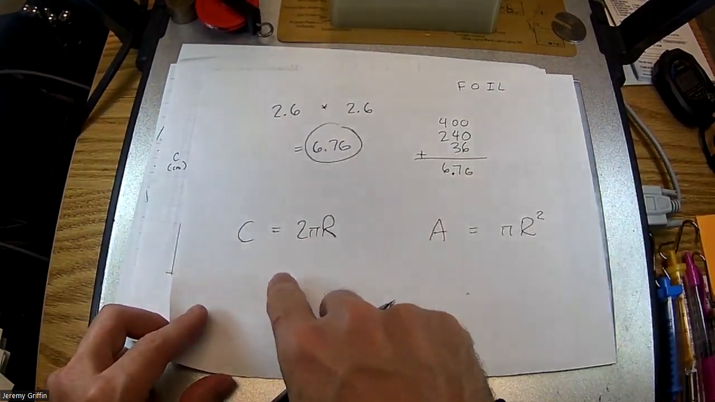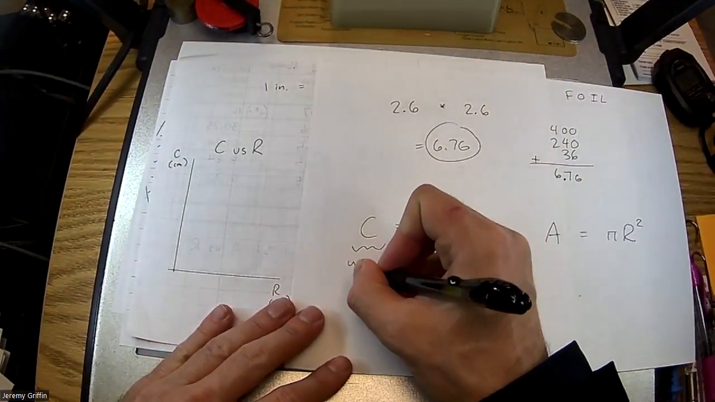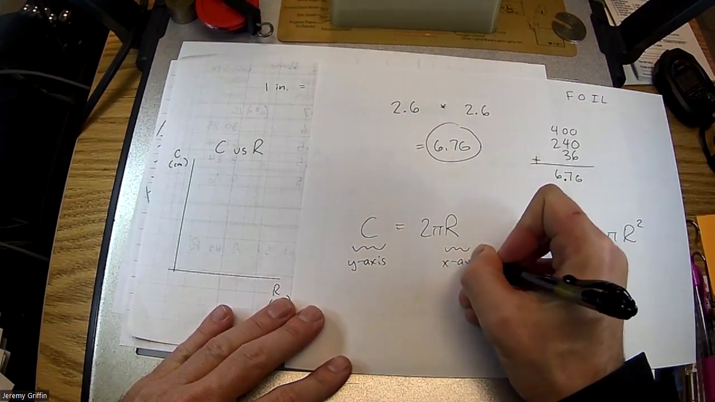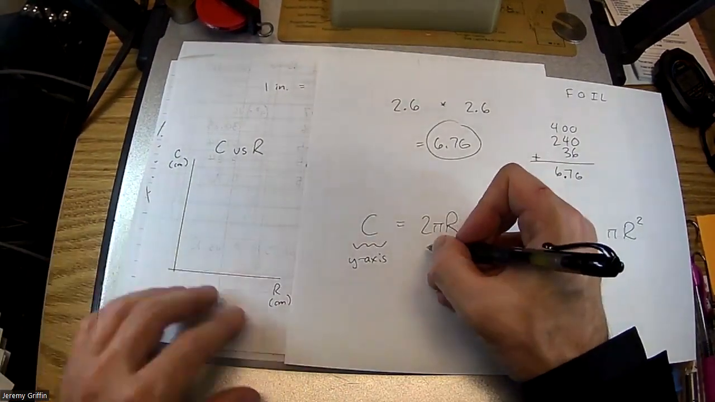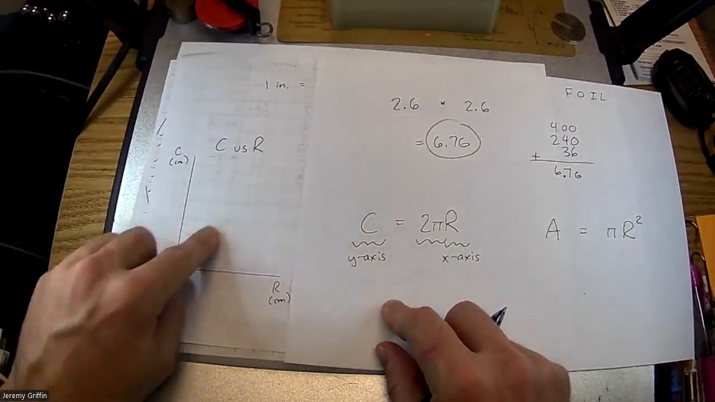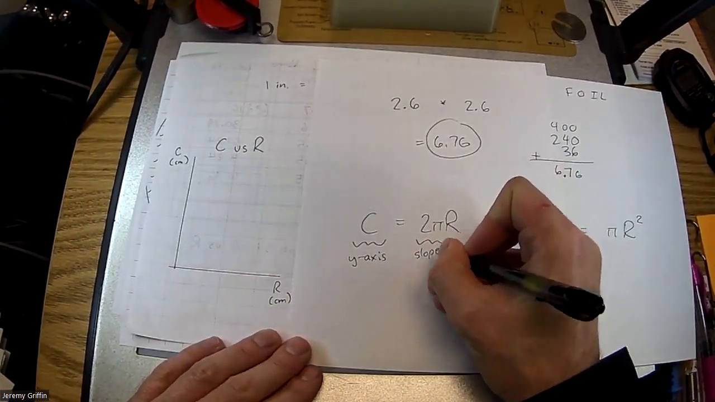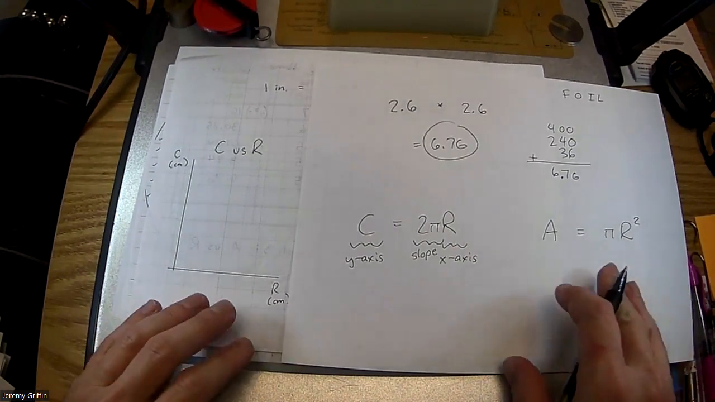So here, let's look. You knew the first one was going to be linear because if you put the circumference on the y-axis and the radius on the x-axis, yes, it's a linear relationship. Oh, that's what else I was going to ask you: what do you think the slope of this straight line is going to be? 2 pi. I bet you're going to get something kind of close to 6. 6.28 would be 2 pi.